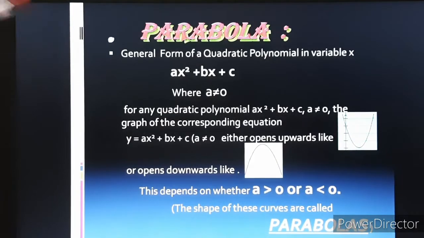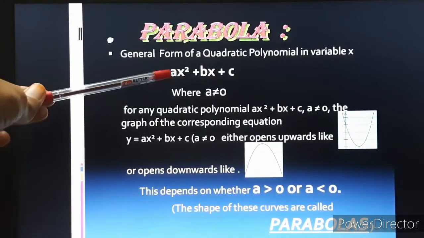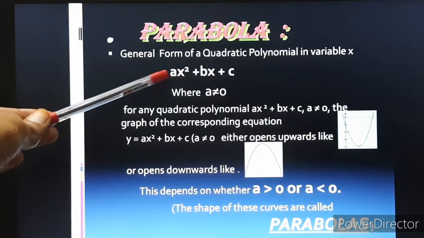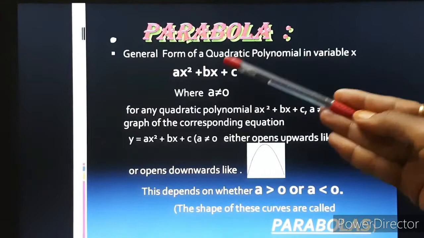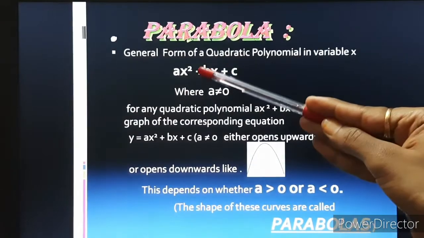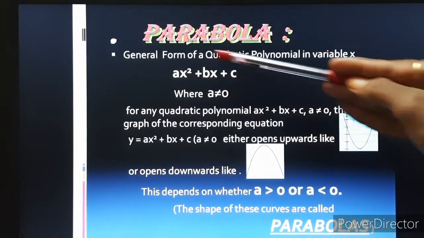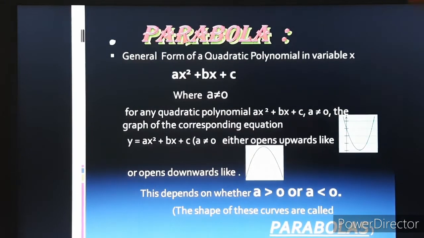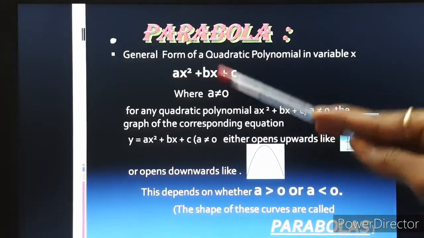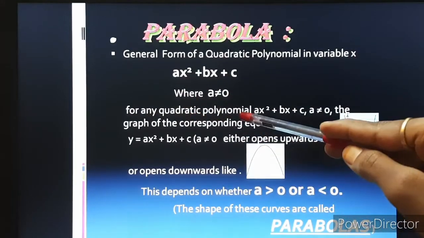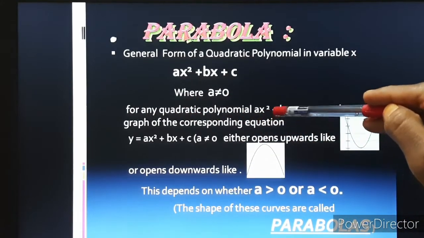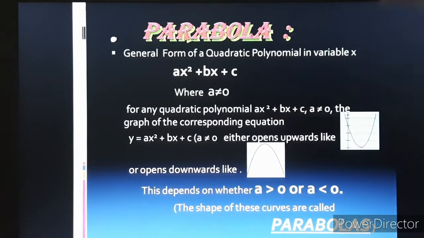Why? We'll see it. If a becomes 0, this x squared term becomes 0. Then what remains? bx plus c. So this will not give a quadratic polynomial, right? So a should not be equal to 0. For any quadratic polynomial ax square plus bx plus c, a should not be equal to 0, as I said.